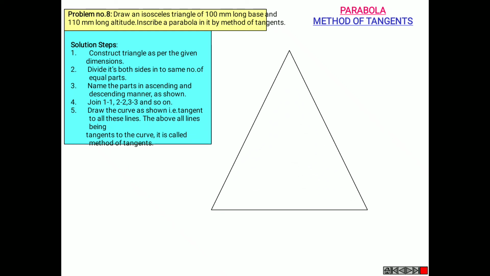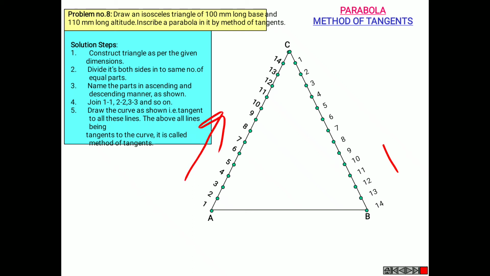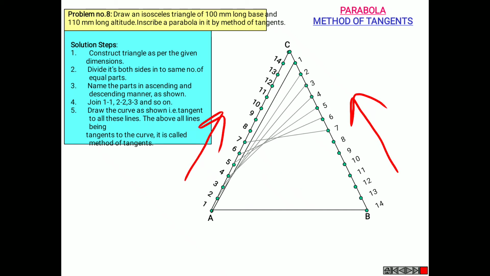Firstly we need to draw an isosceles triangle, name them A, B, C. There are two slant sides, divide them into some equal number of parts. From A to C it is in the ascending order, and from B to C it is in the descending order. See, 1 to 14 is ascending order and 14 to 1 is descending order. Now I join 1 to 1, 2 to 2, 3 to 3, 4 to 4 and so on up to 14 to 14.